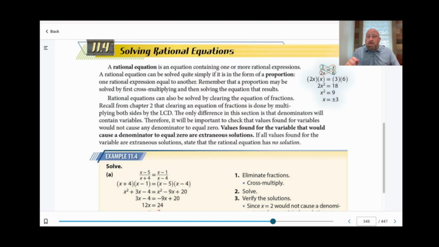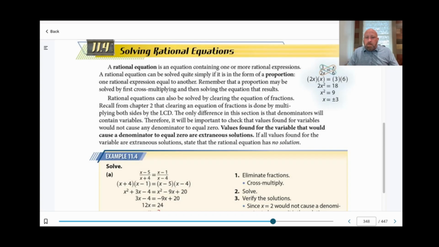So go ahead and jump into your book on page 448, 11.4, Solving Rational Equations. Notice that a rational equation is an equation containing one or more proportional expressions. So basically, what's proportional mean? It means fractions, right? If you remember, the product of the means equals the product of the extremes. Hopefully you remember those words from back when we were doing maybe 8th grade math.